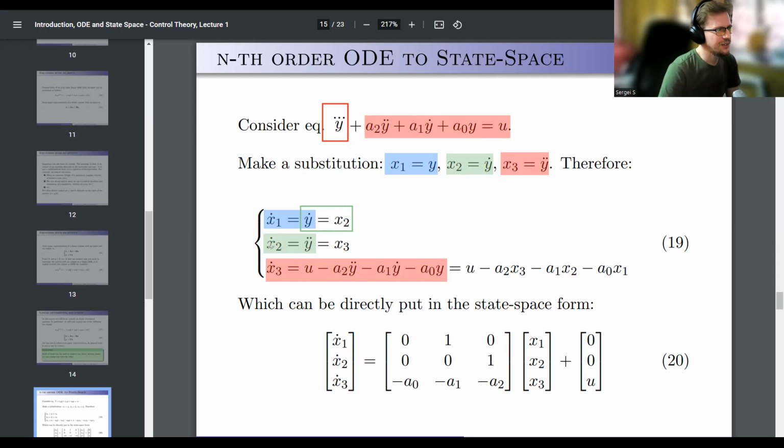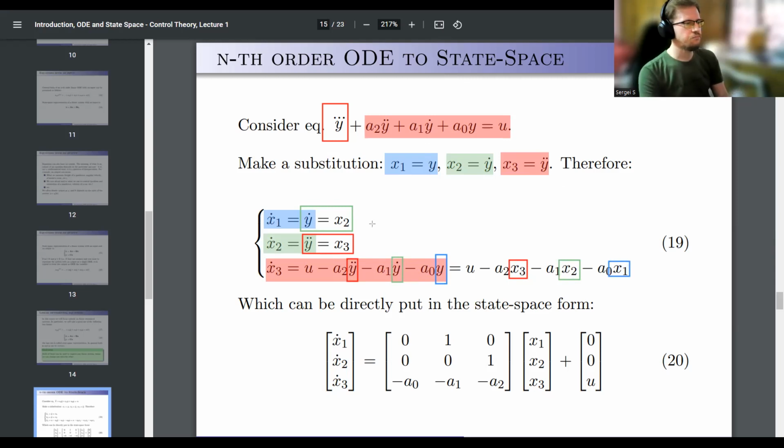Same here, x2 dot is equal to y double dot, but y double dot is equal to x3. So x2 dot is equal to x3. And finally, we can notice that this guy is also x3, this guy is x2, and this guy is x1. So we have the system of equations: x1 dot is equal to x2, x2 dot is equal to x3, x3 dot is equal to u minus a2 x3, a1 x2, a0 x1. And we can rewrite this whole thing in this way.